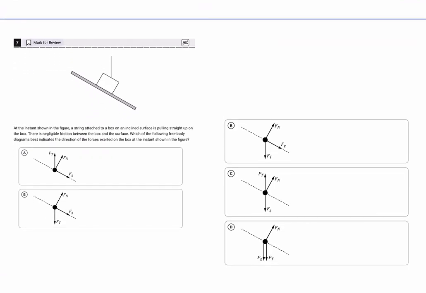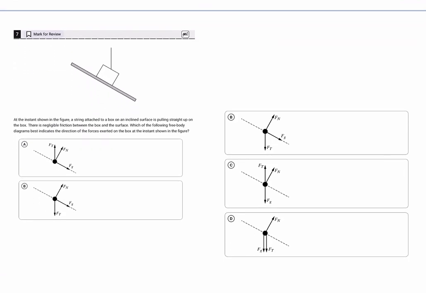We can continue. We have an object that is suspended from a string, and the string is attached to a box on an inclined surface. And again, there is negligible friction between the box and the surface, so there will be no friction. And again, we need to see what the free body diagram is. On planet Earth, there is the force of gravity straight down. There is the force from the surface, the normal force, that acts at 90 degrees with the surface, so there will be the normal force somehow like this. And since there is a string, there must also be a force from the string.